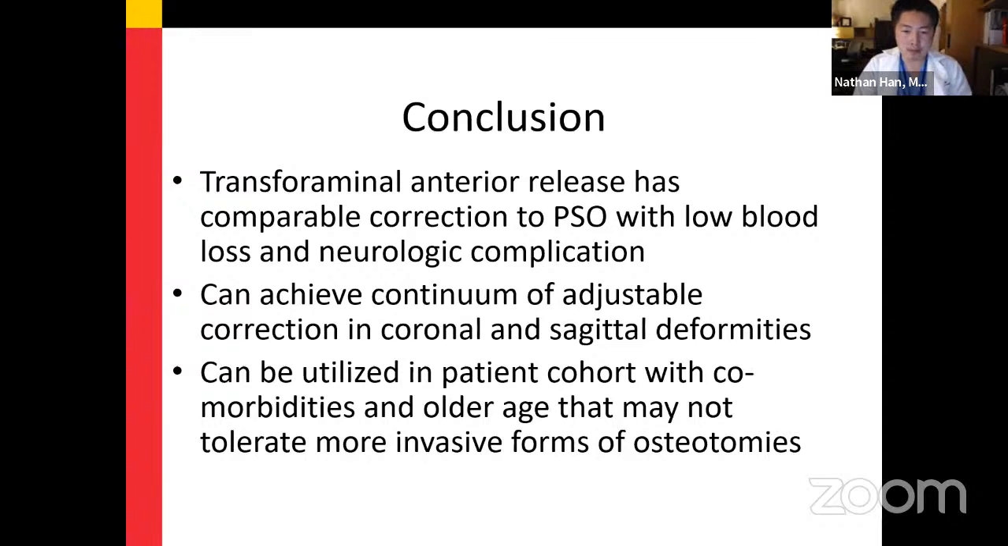And with this, I will pass on to Dr. Patel, who will present the last paper.